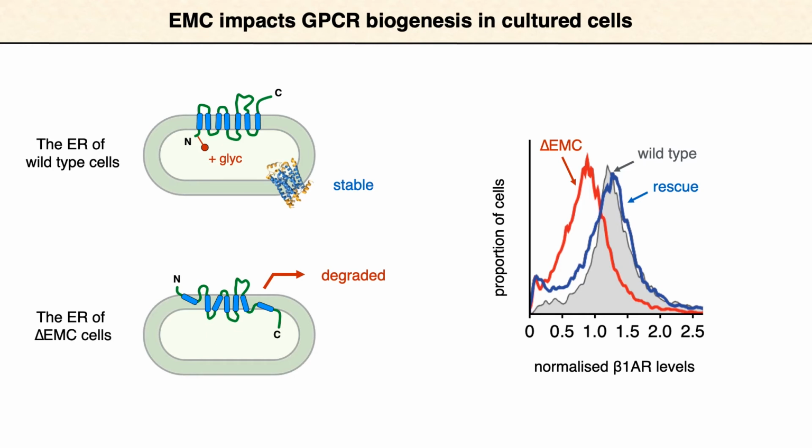And so what we can see here, if we do this in cells, is wild-type cells in gray, and this establishes a nice baseline ratio of beta-1 adrenergic receptor stability. If we then delete EMC, we see a dramatic reduction in beta-1 levels, and that's indicative of degradation. We can then rescue this completely by acutely re-expressing EMC under a doxycycline promoter. So at this point, EMC is looking like a very good candidate for a chaperone. It affects membrane protein biogenesis, both in vitro and in vivo.